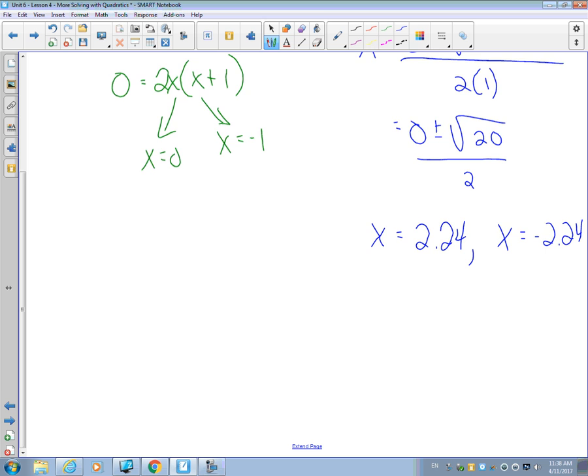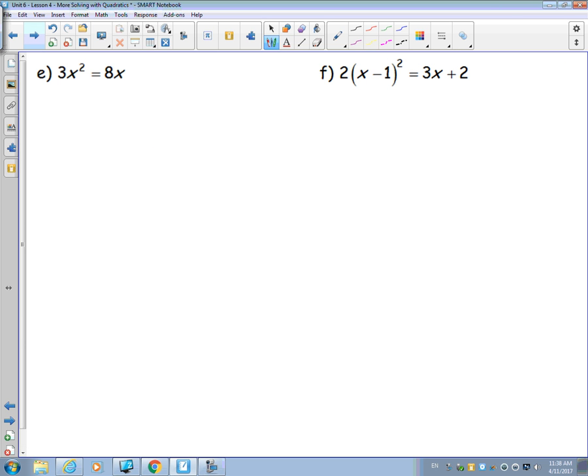Okay, try the next one. It's not equal to 0. Let's fix that first. 3x squared minus 8x equals 0. Ah, they both have an x in them. I can common factor.